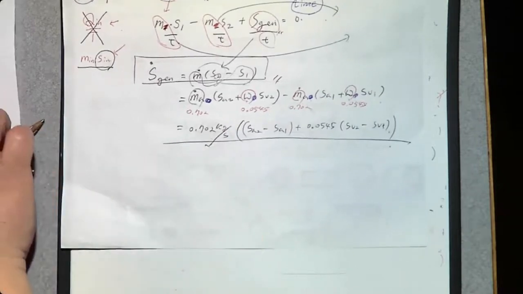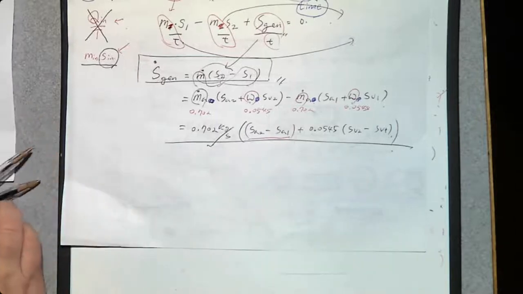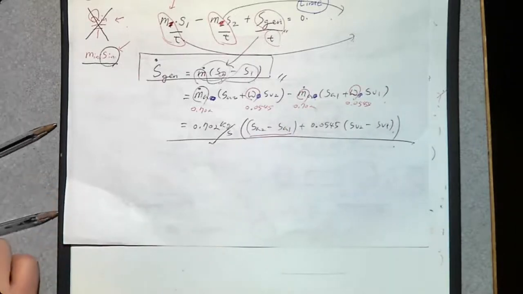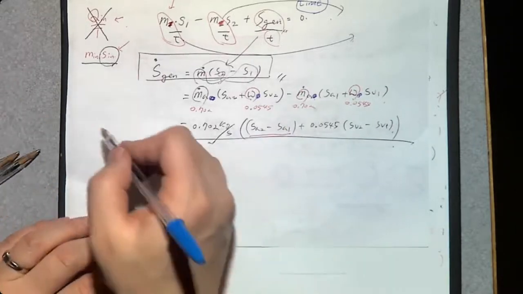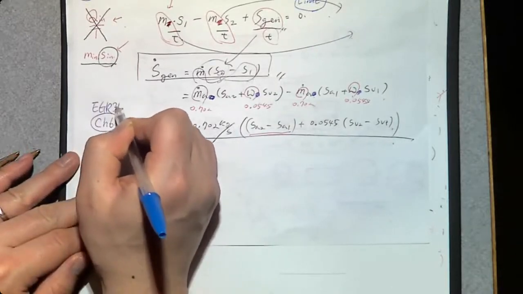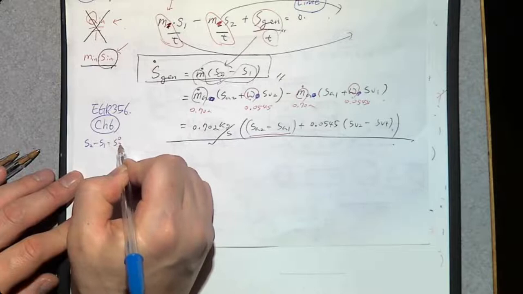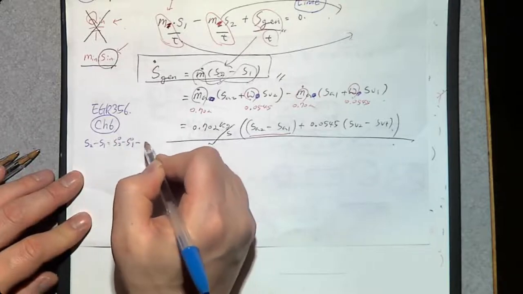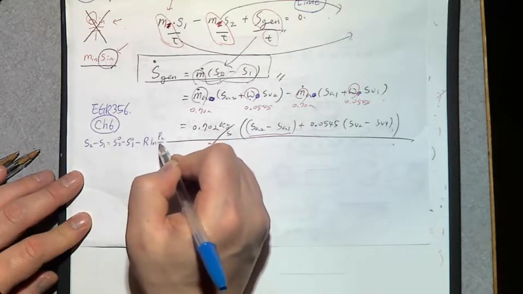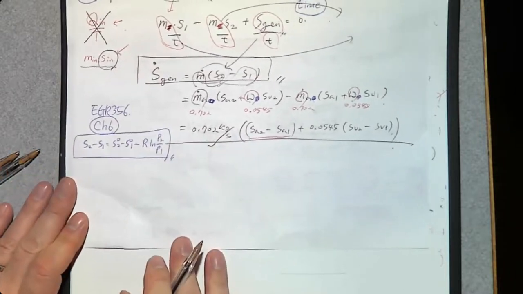Then how can we evaluate SA2 minus SA1? We can use the entropy change that we studied in chapter 6. If you don't remember chapter 6 of EGR456, let me give you the equation. S2 minus S1 is S degree 2 minus S degree 1 minus gas constant R times natural log P2 over P1. Okay, so we can use this equation.